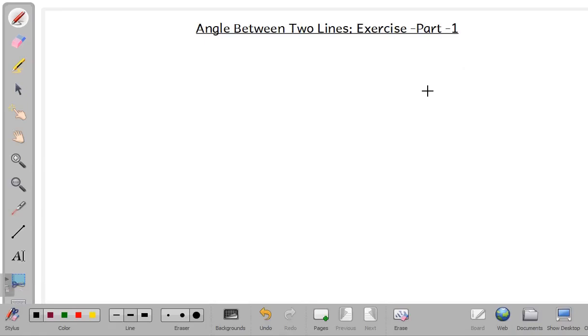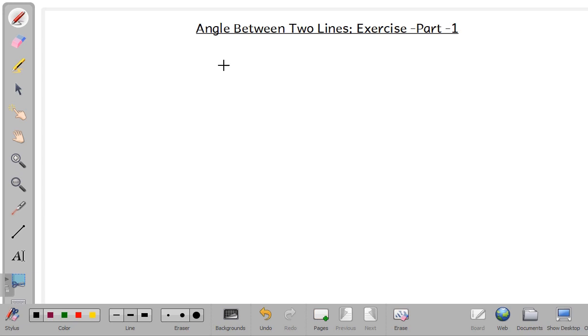Angle between two lines, exercise part 1. In this video, we are going to recall the concepts: what was the formula for finding the angle between two lines, and what are the conditions for two lines to be parallel and perpendicular as well.